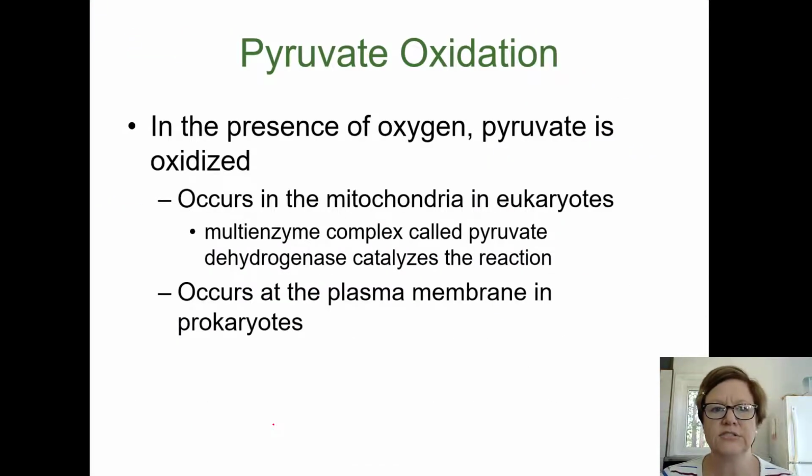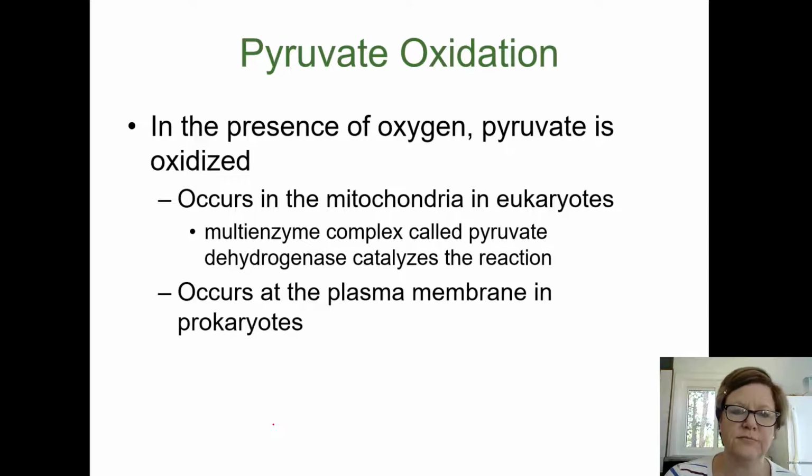The next stage is called pyruvate oxidation. It's really only one enzymatic step, but there's a couple things that happen all simultaneously in this one step. And this step only happens if there's oxygen. So if it's aerobic respiration, then this step will occur following glycolysis. And if it's anaerobic respiration, it will happen. But this step does not happen in fermentation. So pyruvate oxidation is only in aerobic or anaerobic respiration.